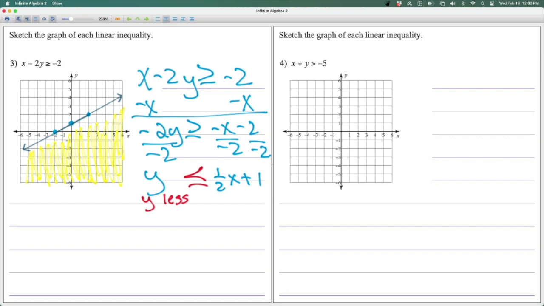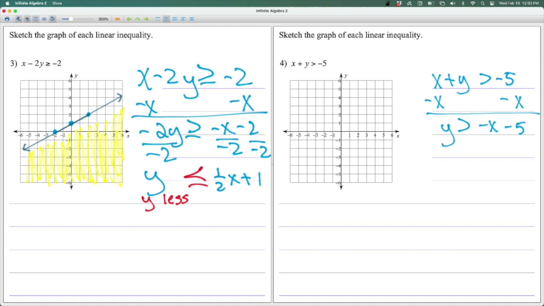Let's do the last one together. I have x plus y is greater than negative 5. What am I going to do to move the x? Do I have to flip the inequality? No, you're just subtracting it. I'm not dividing it. Y is greater than negative x minus 5. Then it's a dotted line.